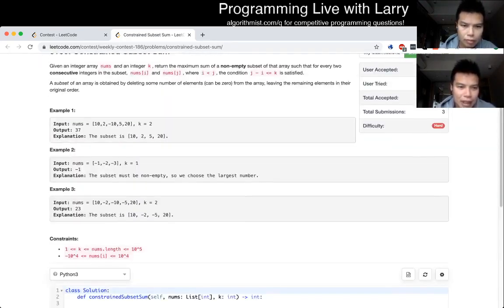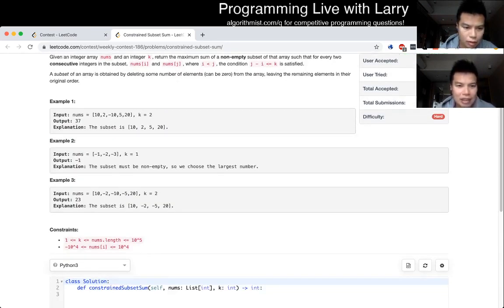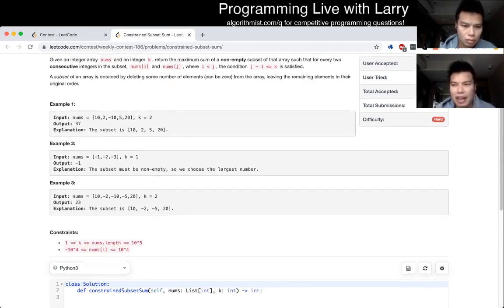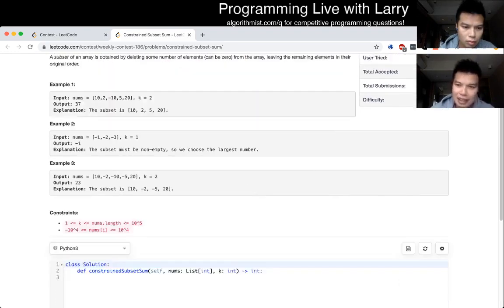I was also trying to figure out what a subset means, because subset means something a little bit weird the way that they have it here, because usually subset does not mean leaving the remaining elements in their original order. I don't know, maybe that's just my reading thing. But either way, I had to double check that one and understand it again.